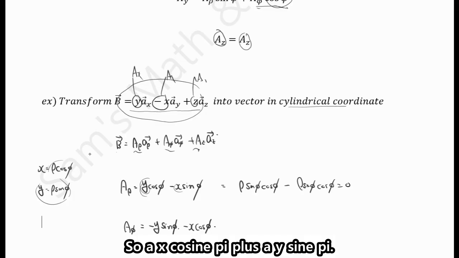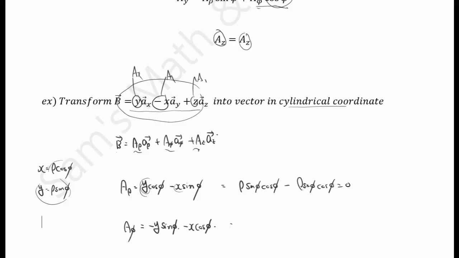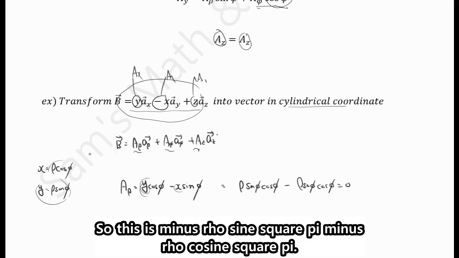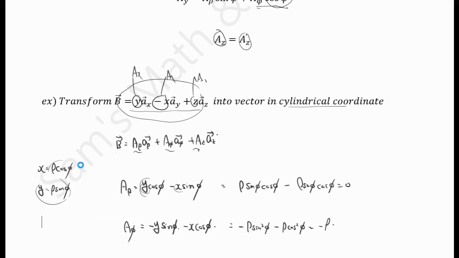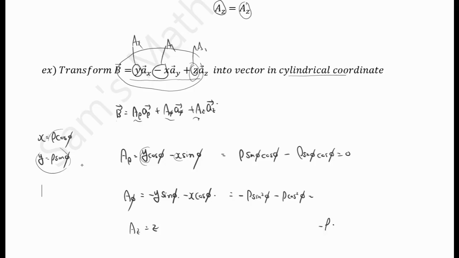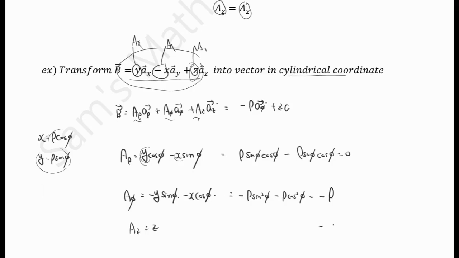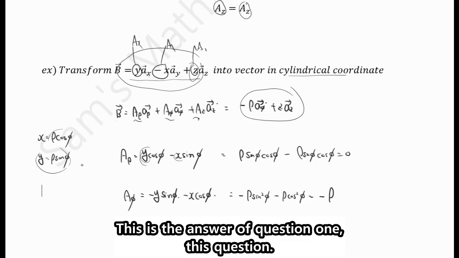So ax cosine phi plus ay sine phi, and this is minus y sine phi plus x cosine phi. So this is minus rho sine squared phi minus rho cosine squared phi. This is minus rho. And Az is z, the same as rectangular coordinate. So B vector in cylindrical coordinate is minus rho aφ plus z az vector. This is the answer of question 1.